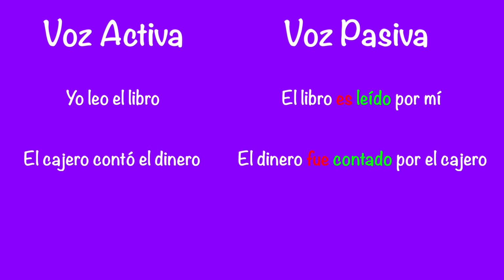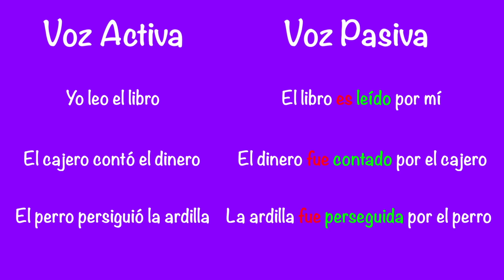In Spanish, these same sentences would look like this. Yo leo el libro, el libro es leído por mí. El cajero contó el dinero, el dinero fue contado por el cajero. El perro persiguió la ardilla, la ardilla fue perseguida por el perro. As you can see, those are translated pretty much literally by using the verb ser, to be, plus past participle, just like we do in English.